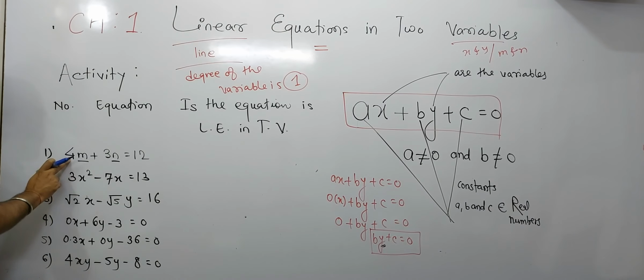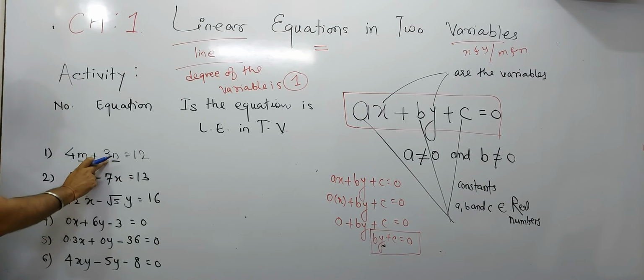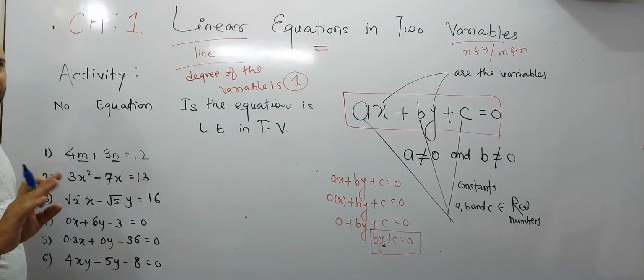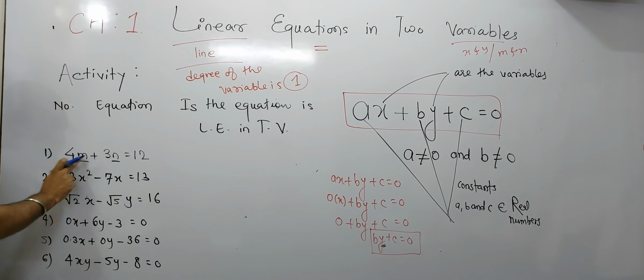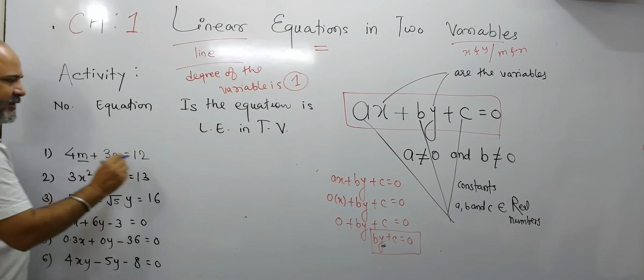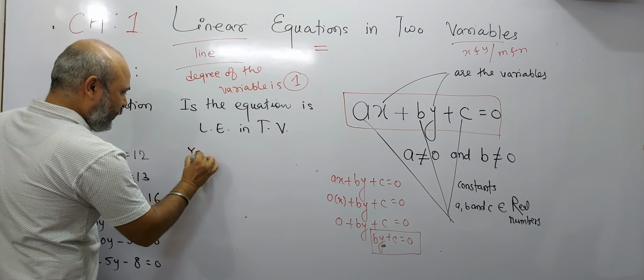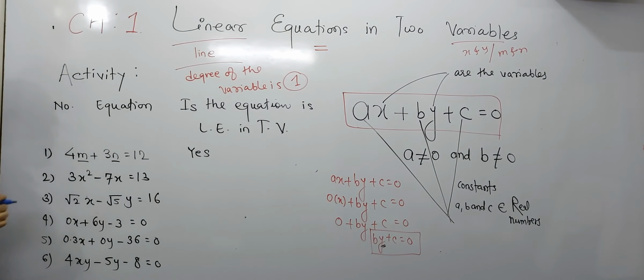Now we will see the coefficient. What is a? 4. What is b? 3. It means that a is not equal to 0 and b is not equal to 0. Here a is 4 and b is 3. Therefore we can say that this is the linear equation in two variables. Yes, this is the linear equation in two variables.